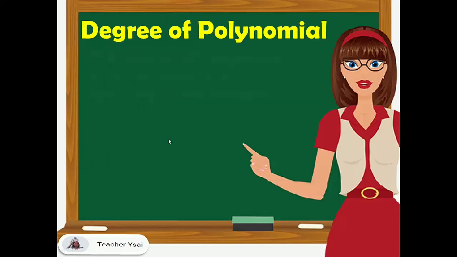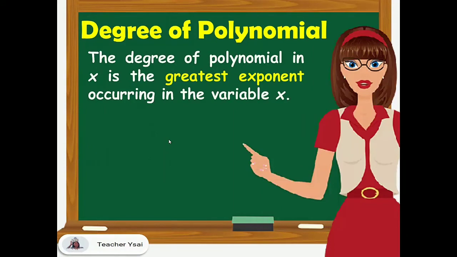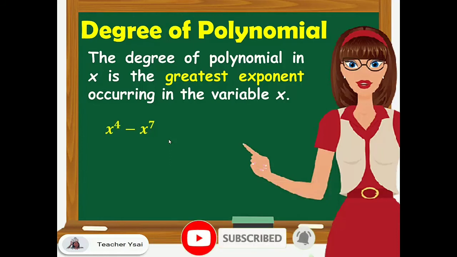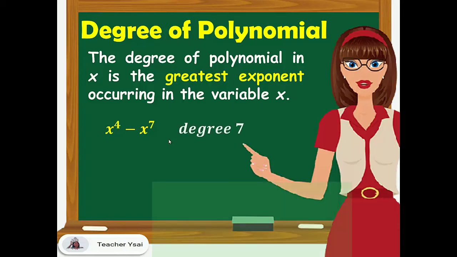Degree of polynomial. The degree of polynomial in x is the greatest exponent occurring in the variable x. For example, x to the 4th minus x to the 7th. The degree of polynomial is 7, since 7 is the greatest exponent occurring in variable x.